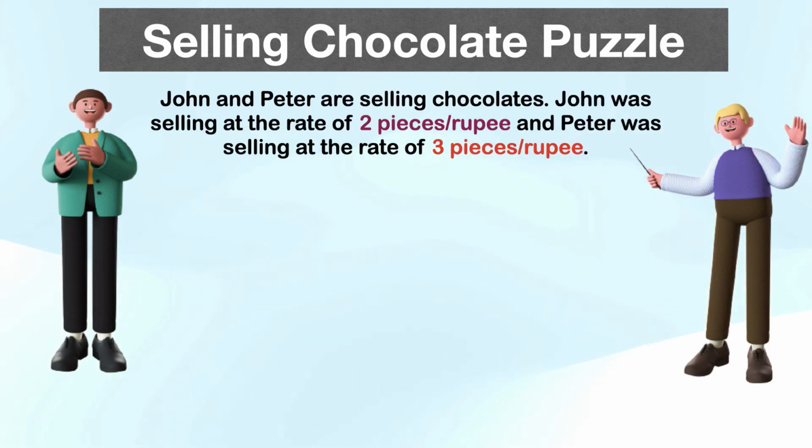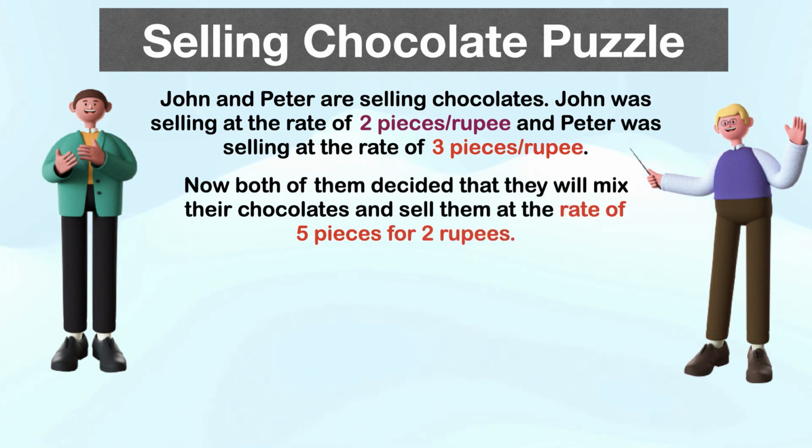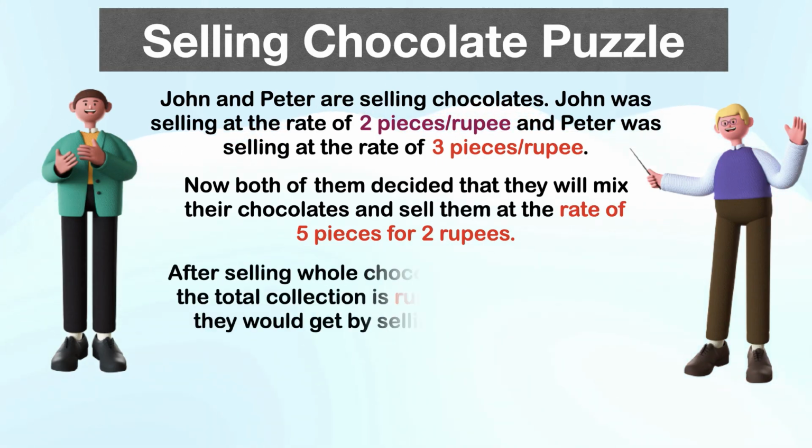John and Peter are selling chocolates. John was selling at the rate of 2 pieces per rupee and Peter was selling at the rate of 3 pieces per rupee. Now both of them decided that they will mix their chocolates and sell them at the rate of 5 pieces for 2 rupees.